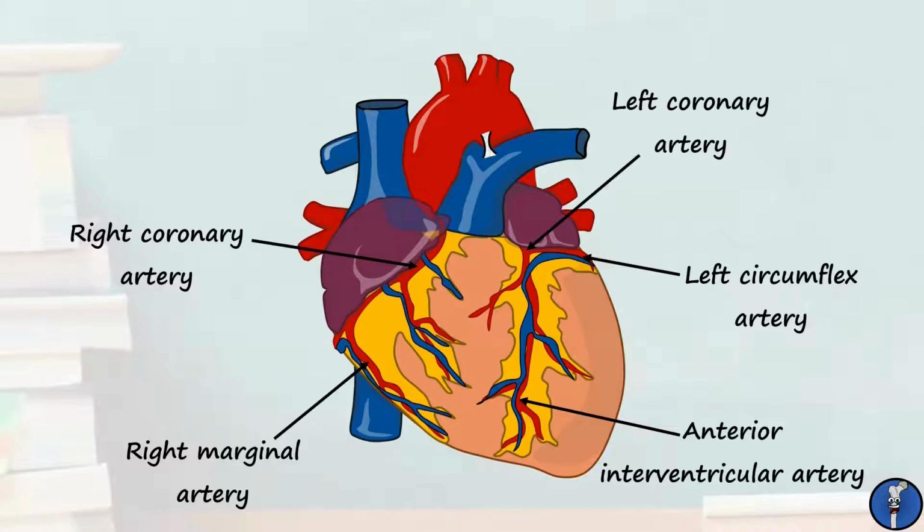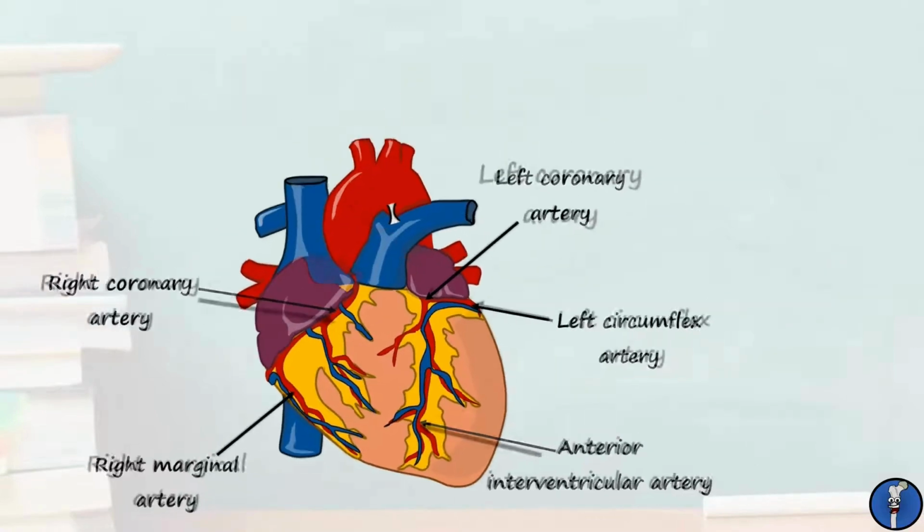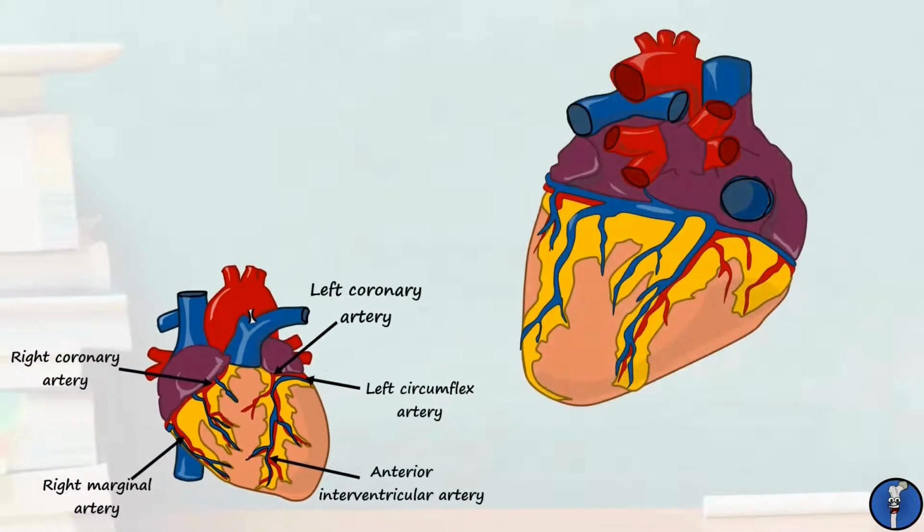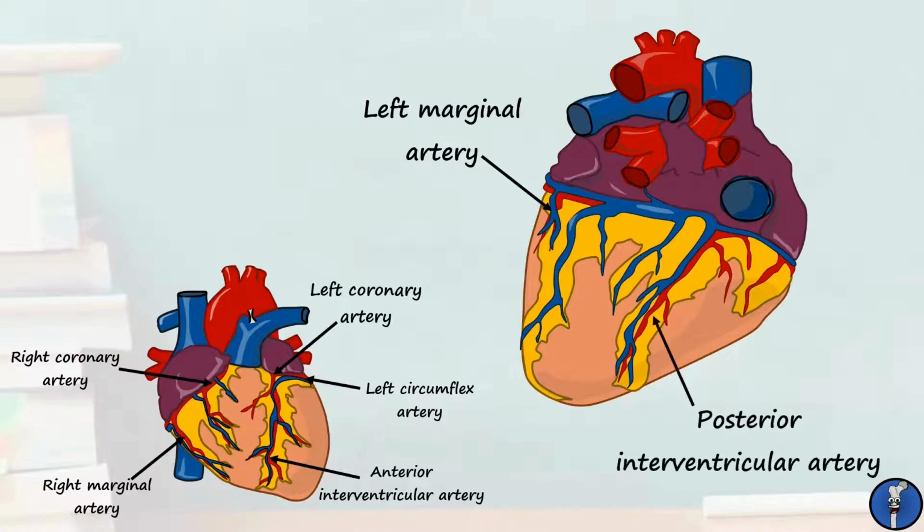The last artery to note on the anterior surface is a branch of the right coronary artery which passes up around the superior vena cava to supply the sinoatrial node specifically. Finally, on the diaphragmatic surface, there are two main arteries to note. These are the left marginal artery, which is the final part of the left coronary artery, and the posterior interventricular artery, which is the final part of the right coronary artery.